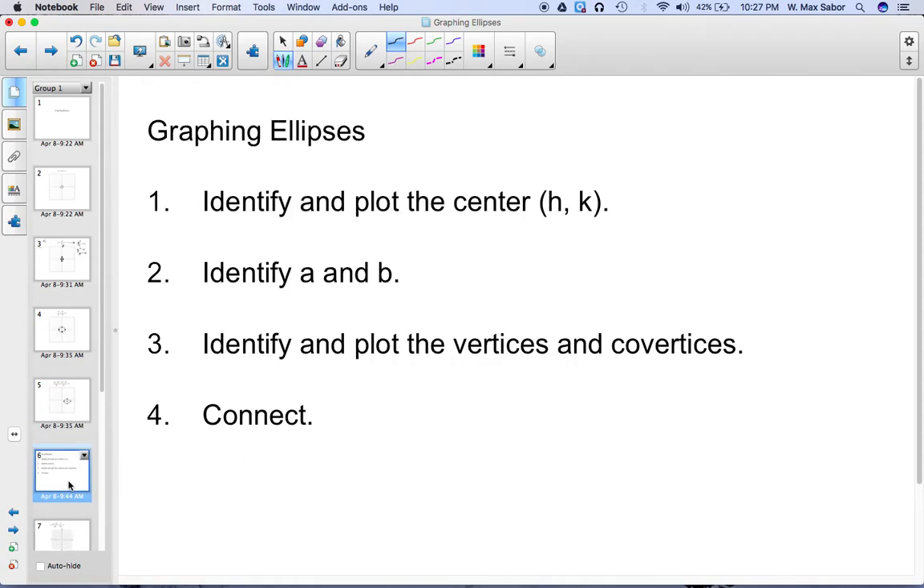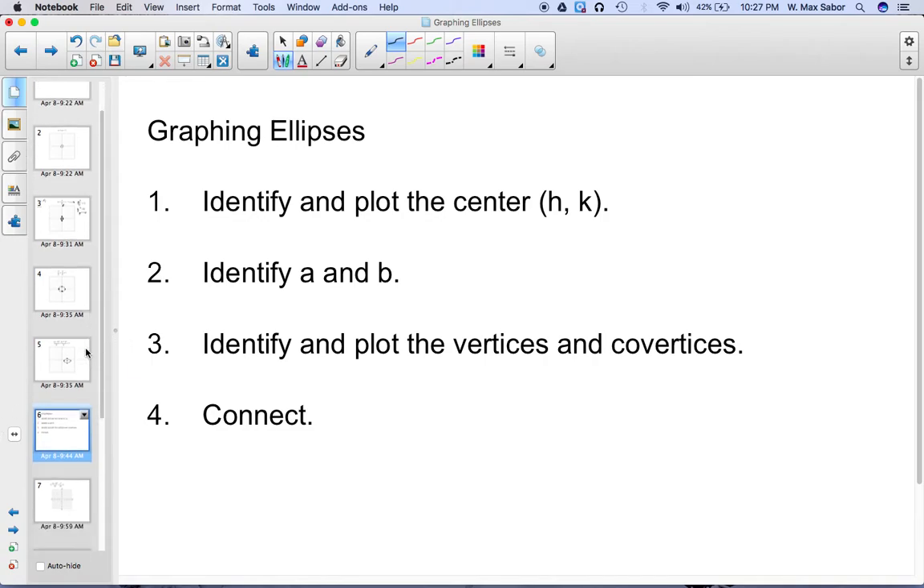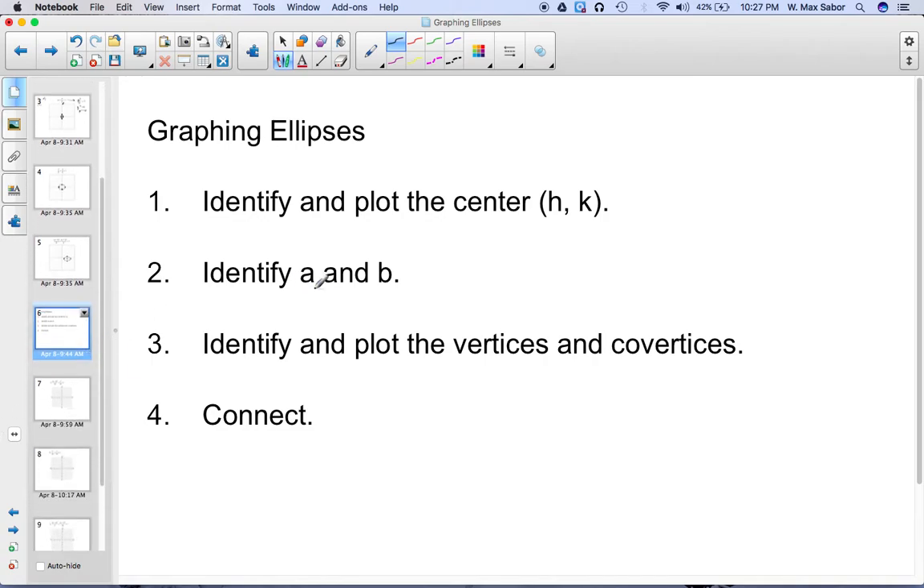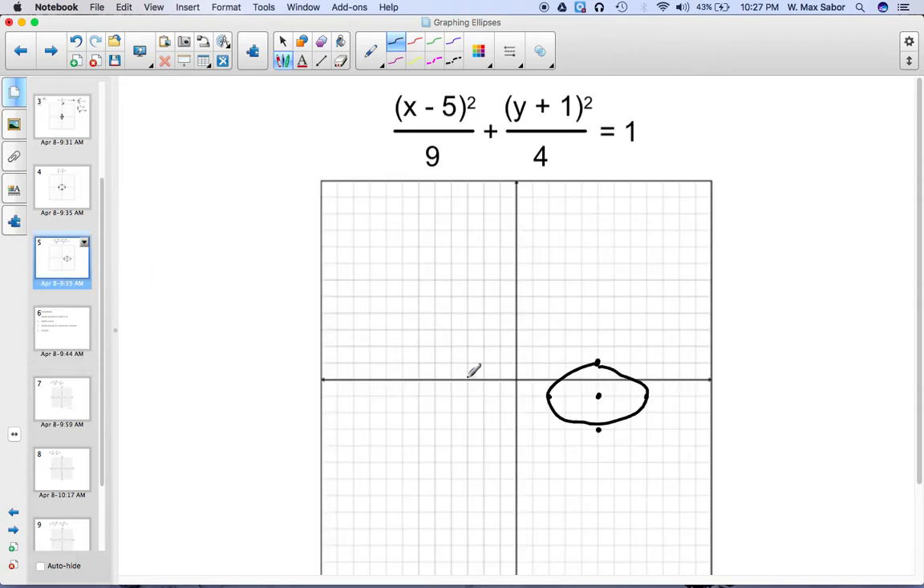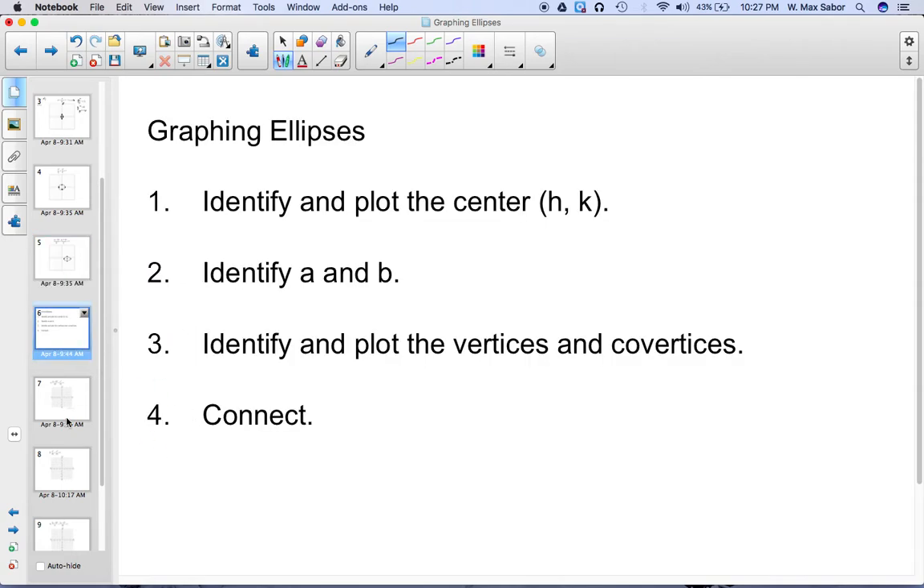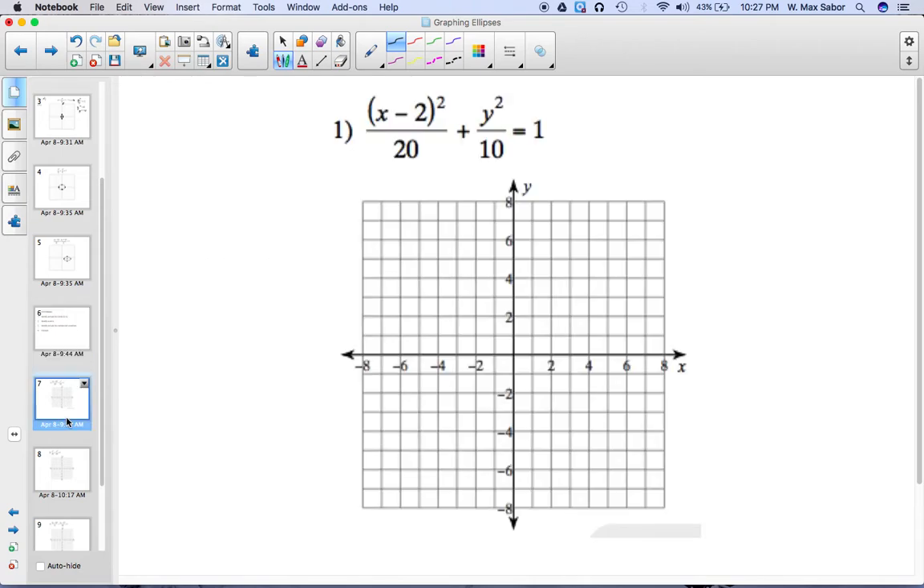So the steps that I'm using is that we identify and plot the center h, k. We identify a and b. So a is the distance along the major axis, and b is the distance along the minor axis. And then we identify and plot the vertices and covertices, so that's what these dots were, and then connect the dots.